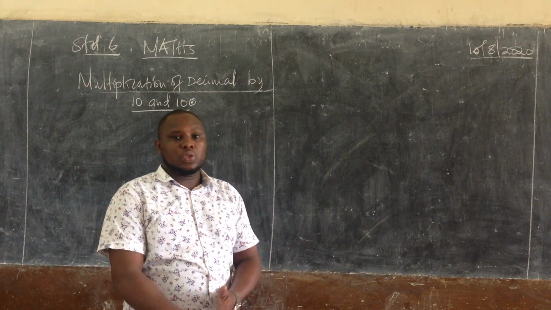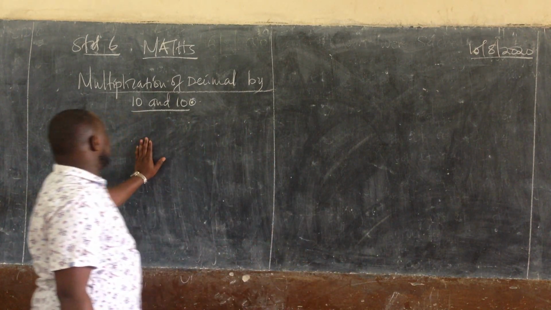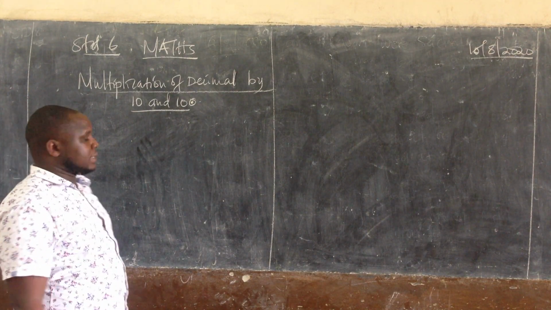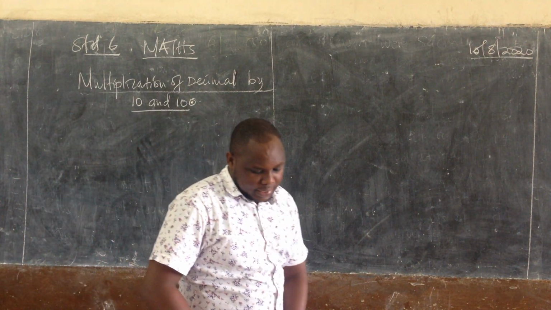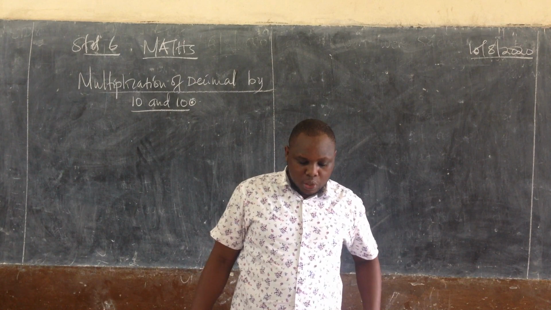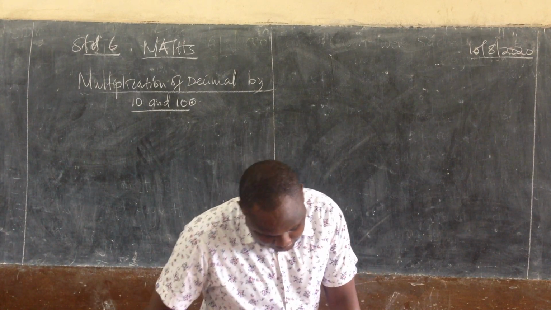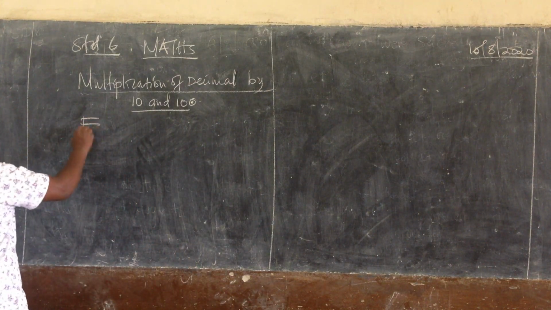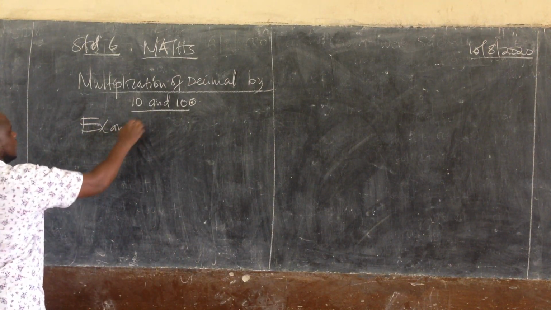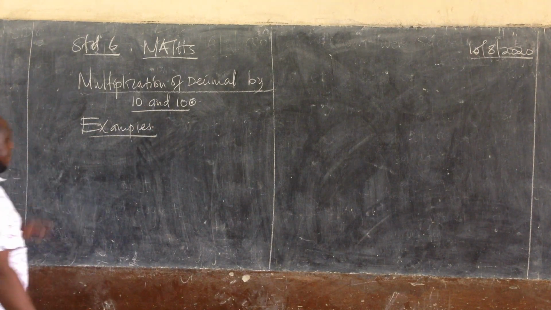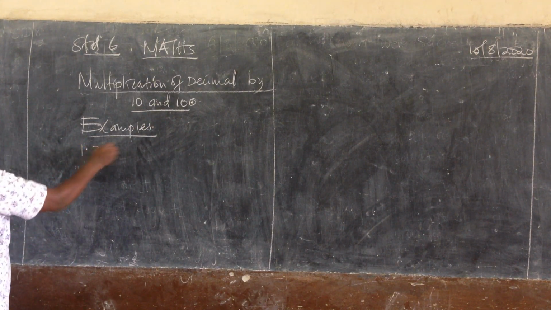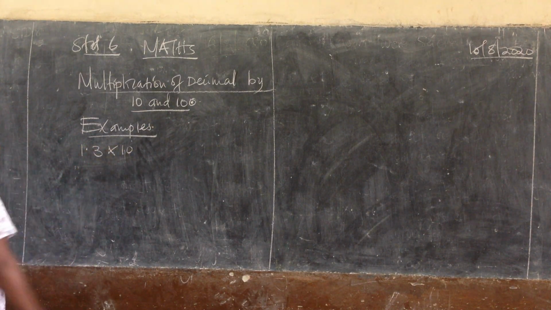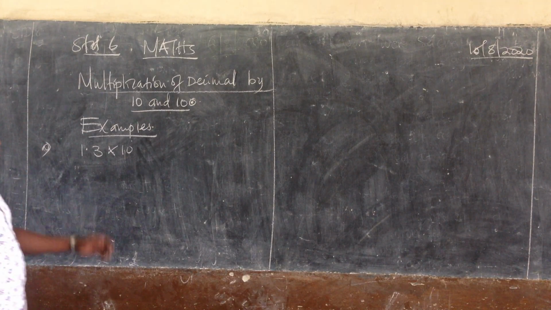Our lesson today is going to be multiplication of decimals by 10 and 100. How do you multiply a decimal by 10 and 100? I'm going to give you examples so that you will be able to understand. For example, you can be told, multiply 1.3 times 10. So now, what do you do when you're given such a question?